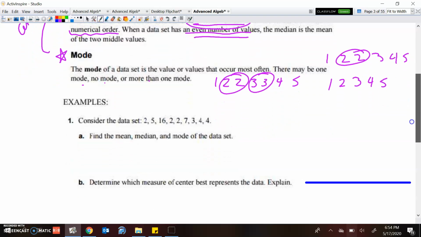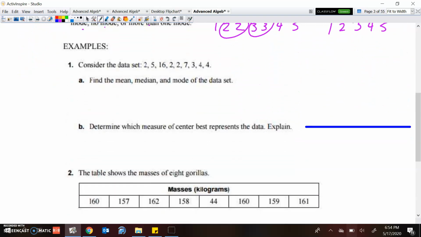Okay, so let's just try a couple. I know you've seen these before. We're just going to go over them real quickly. So if we have this random data set, first thing I'm going to do is put it in order. As I do that, I strongly recommend you check it off just so that you don't accidentally miss something or count it twice. So there's all my 2s. Then I have a 3. Then I have 2 4s.